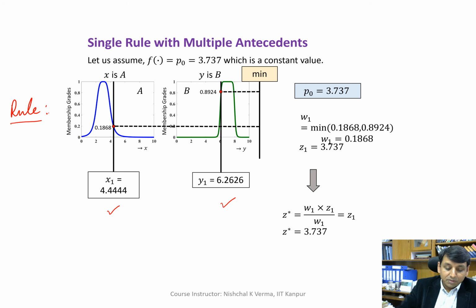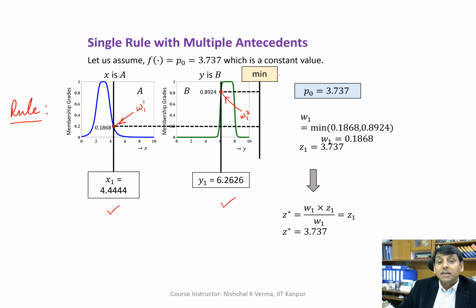So here also if we apply these two inputs, let's see now how to get W11 and then W12 as the intersection points corresponding to X1 and Y1 respectively. And here we are taking min. Why are we taking min?